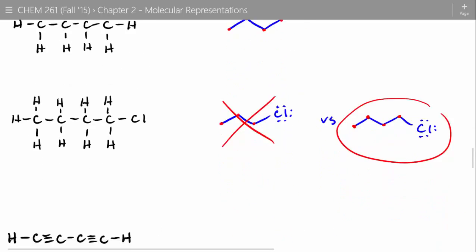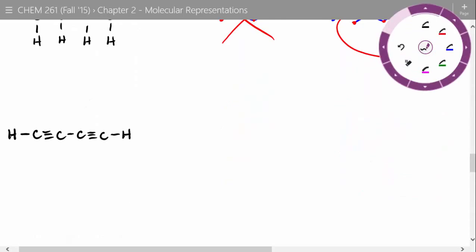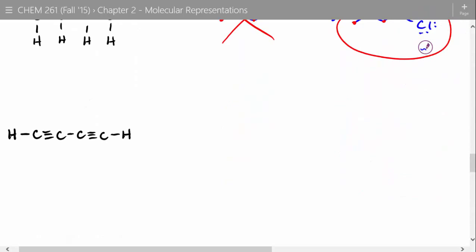So let's go down to this bottom one. How many of you guys think you got the bond line formula for this one? Ish, yeah? Okay, so we've got one triple bond on this side, and then a single bond, and then another triple bond. So we've got a carbon there, carbon there, carbon there, carbon there.